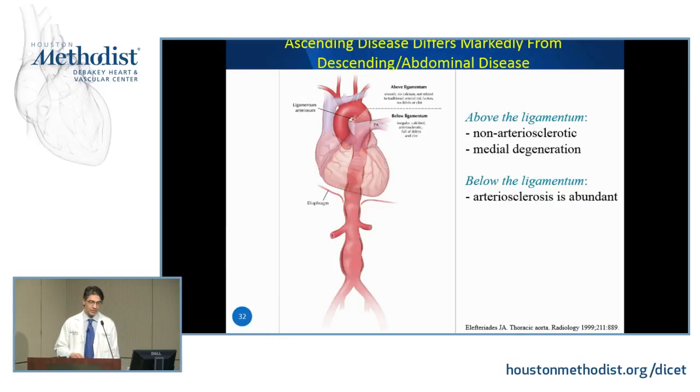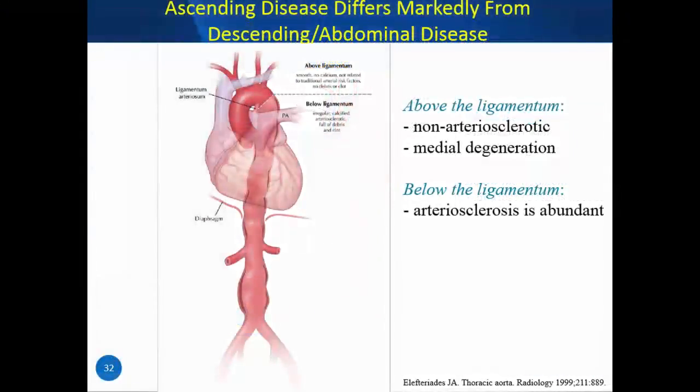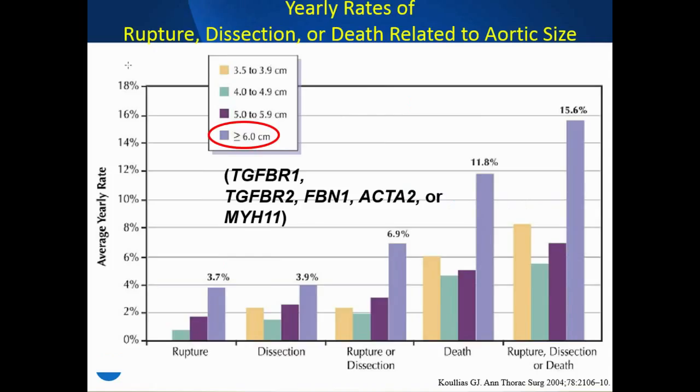What's interesting about aneurysms is that the disease in the ascending aorta is often very different from the disease in the descending. The disease in the ascending and arch is often non-arteriosclerotic. It's often the familial genetic type, often due to medial degeneration. Whereas disease in the descending thoracic aorta, and of course extending into the abdominal aorta, is related to atherosclerosis. So two very different pathologies, very interesting.